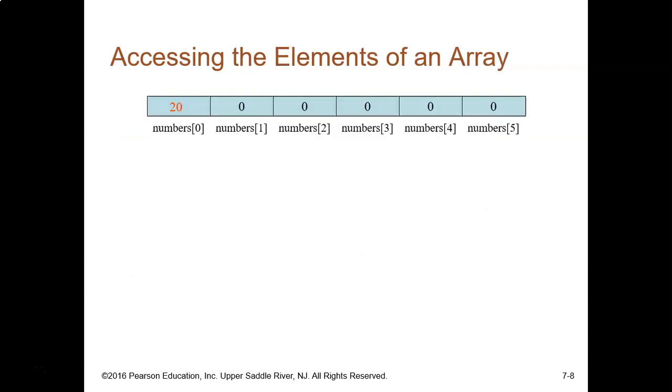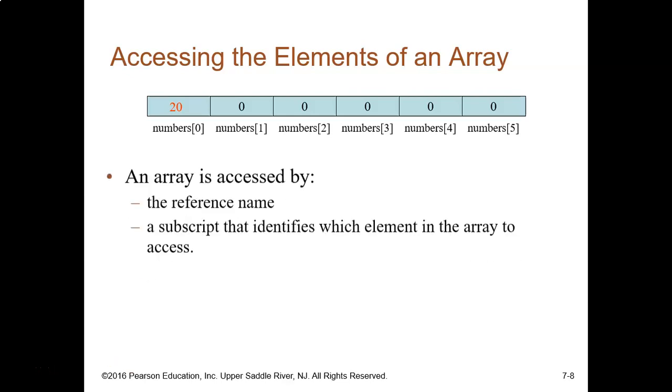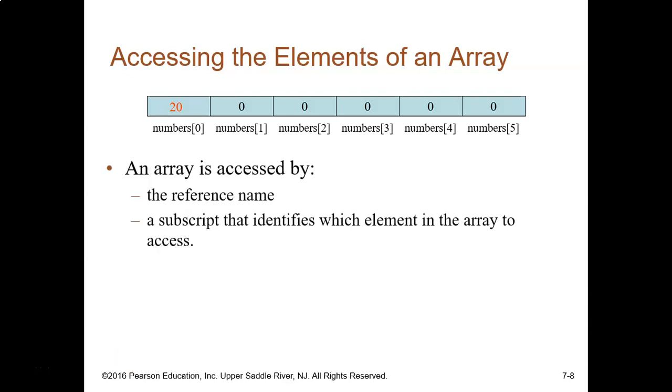All right, how do we access the elements of an array? So let's say that we have this array. It's a 1D array of size 6. And sitting in the first element, we have the value 20. So an array is accessed by its reference name. Okay, we said arrays are objects, so they have references. So that is why it's important for us to have an index so that we know what we're talking about, so that we can identify which value in the array that we want.